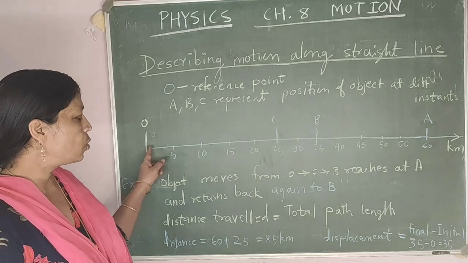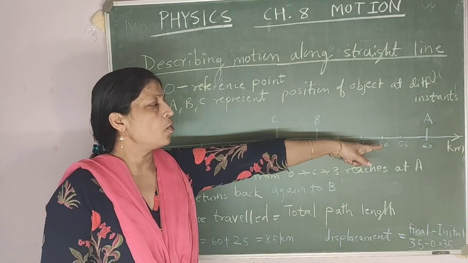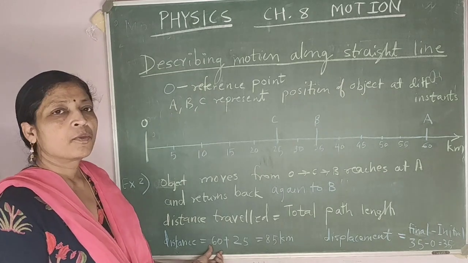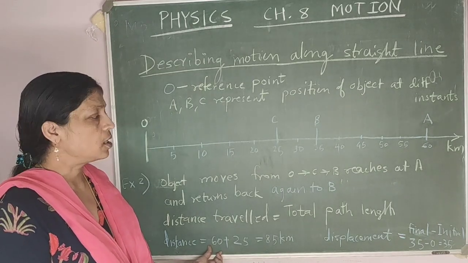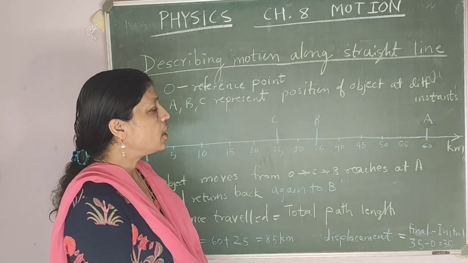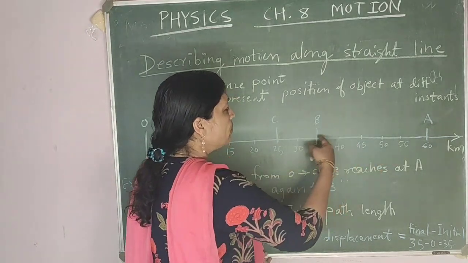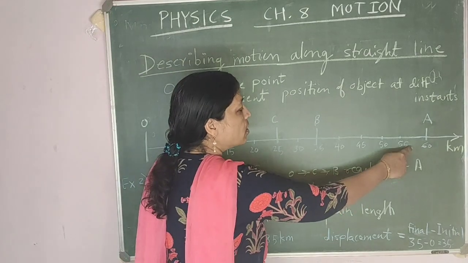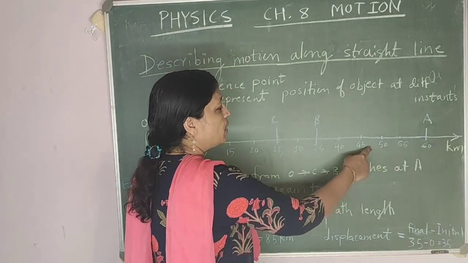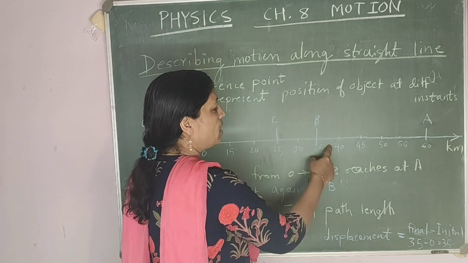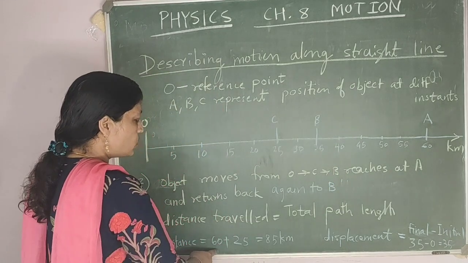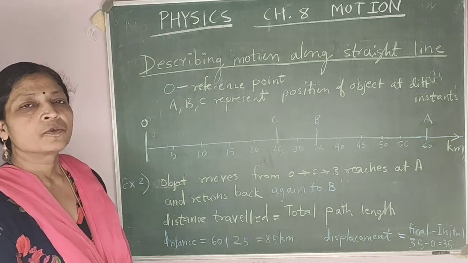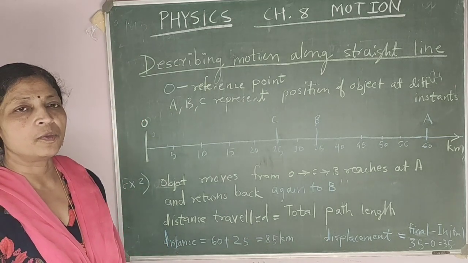So from O to A, how much is it? 60. From O to A it is 60. But it is again coming back to B. So what is the distance covered? 5, 10, 15, 20, 25. So 60 plus 25, we are getting 85 kilometer.